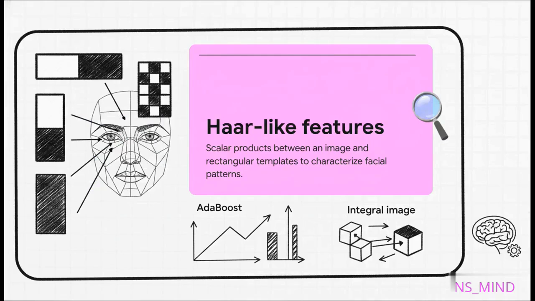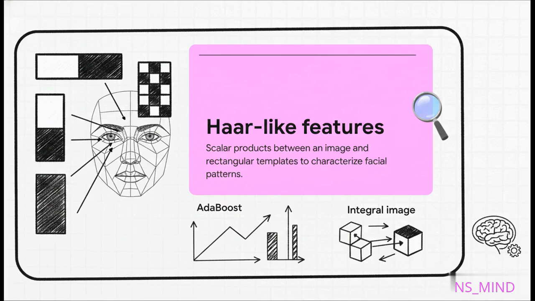Well, before AI could just learn features all on its own, human engineers actually had to handcraft them. Viola and Jones used these things called Haar-like features. Essentially, these are specific black and white rectangular templates. The algorithm simply calculates the difference between the sum of the pixels under the black rectangle and the sum under the white rectangle. And since human faces are generally regular, like, the eye region is typically darker than the upper cheeks, these templates could actually characterize facial patterns.